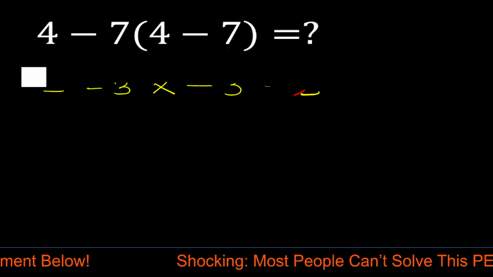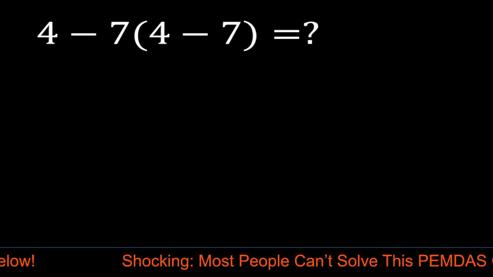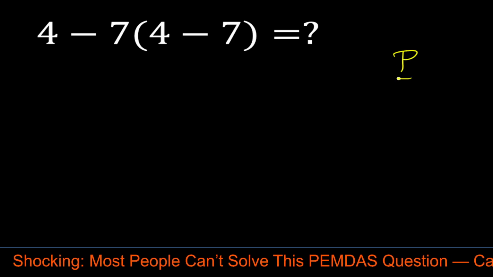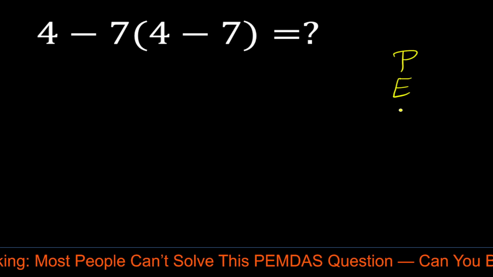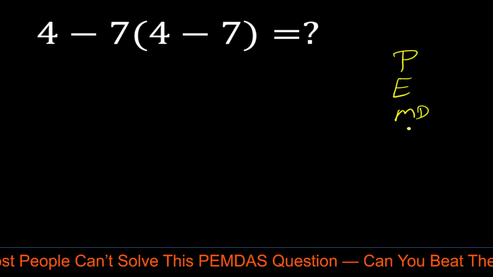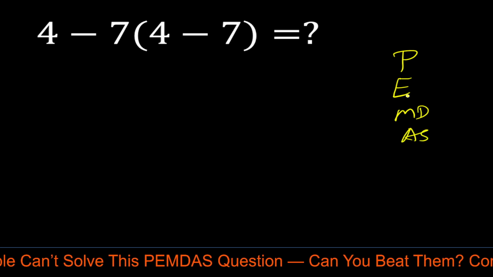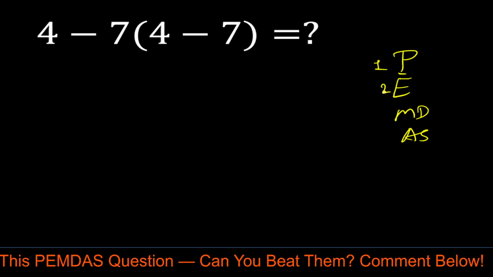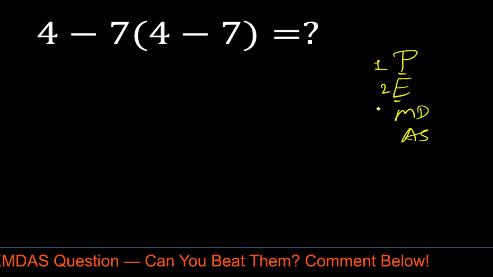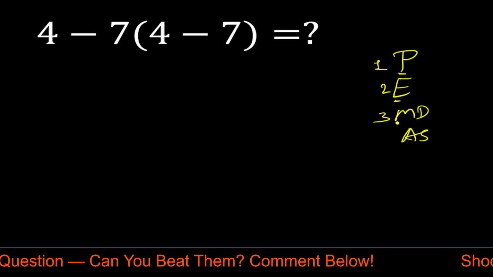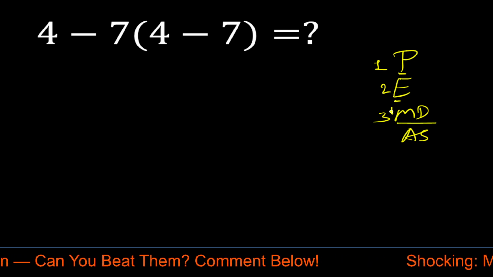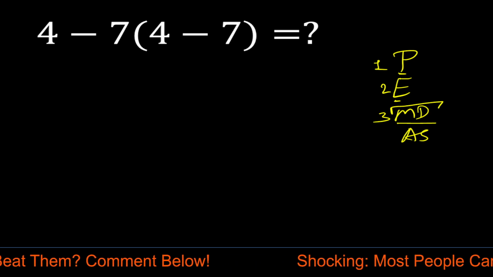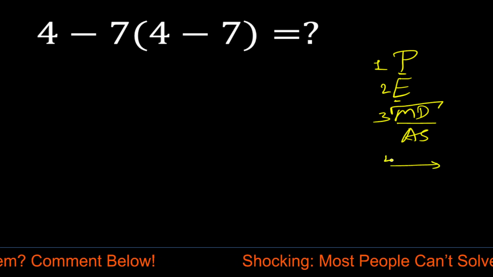So now let's solve this problem correctly by using the PEMDAS rule, right? So PEMDAS, P-E-M-D-A-S. According to the PEMDAS rule, first priority is parentheses, then second priority is exponents, then third priority is multiplication and division. Here multiplication and division both have equal priority, so we have to solve it from left to right.